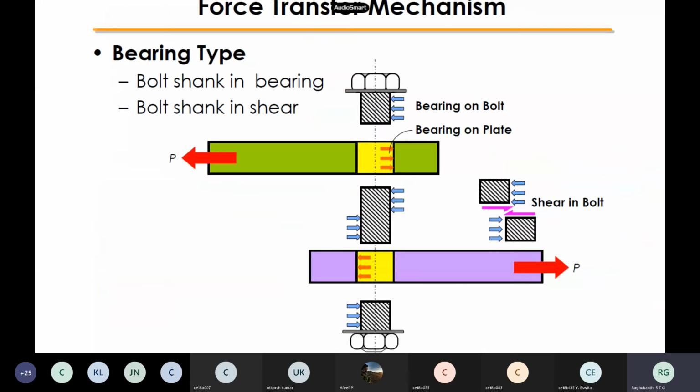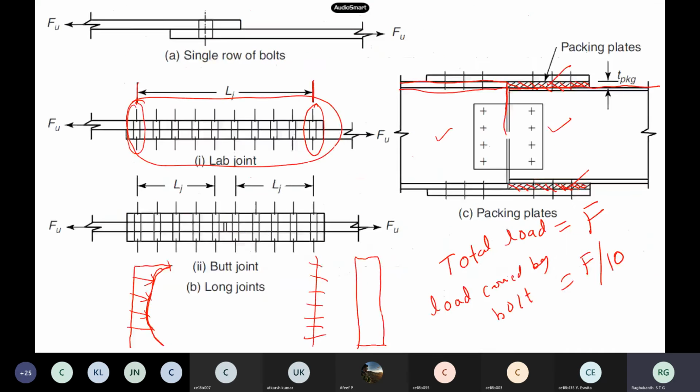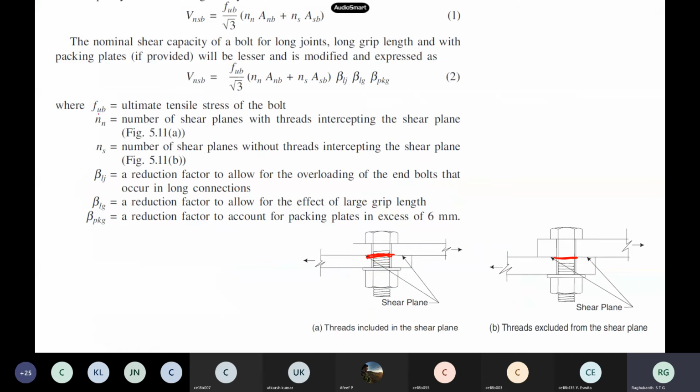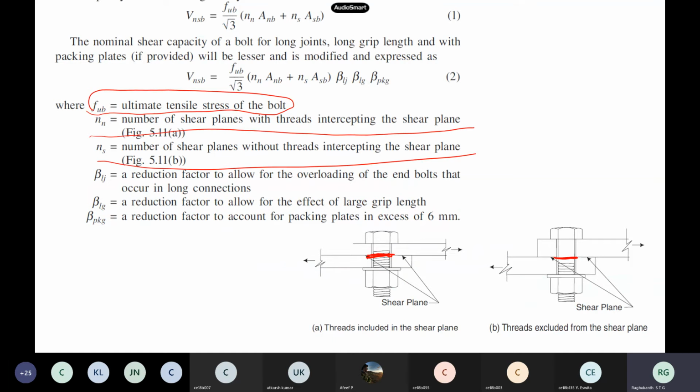Now, this shear strength formula is given in the code, you can see this, and it is straightforward. The code clearly specifies it. So f_ub is the ultimate tensile stress of the bolt, then the number of shear planes passing through the thread area, through the shear area, then these are the reduction factors. If you know all these three, you can calculate the shear strength of a single bolt itself.